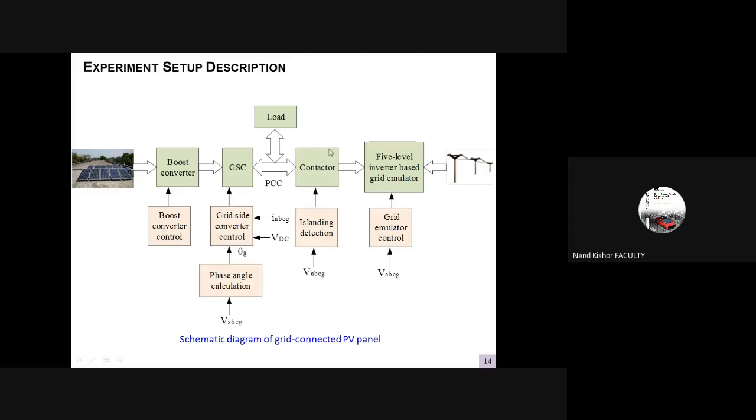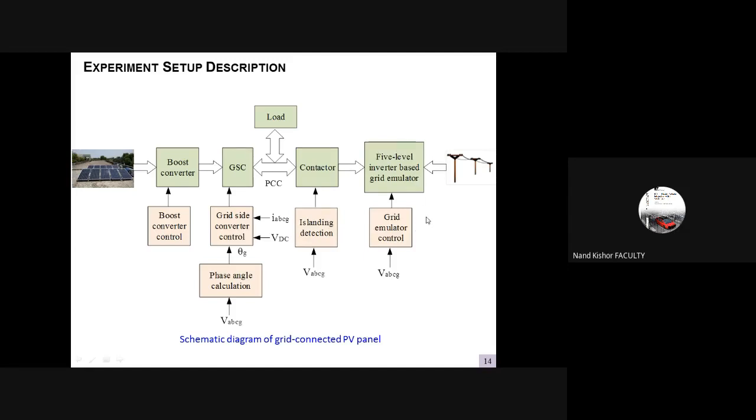So is the switch opening or closing? The islanding event has to take place here, so it has to be through the grid here. We actually have, in fact, a grid emulator. A grid emulator is nothing but an inverter, right? It is an inverter-based grid emulator which has 5 levels here.